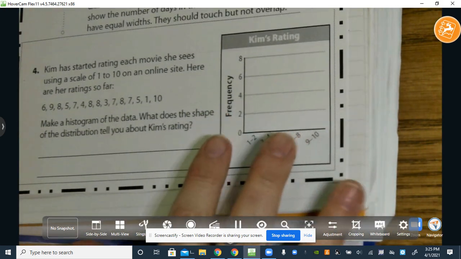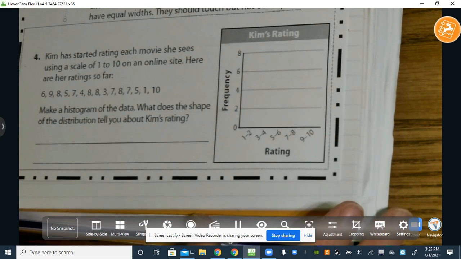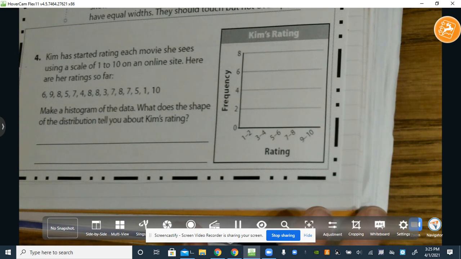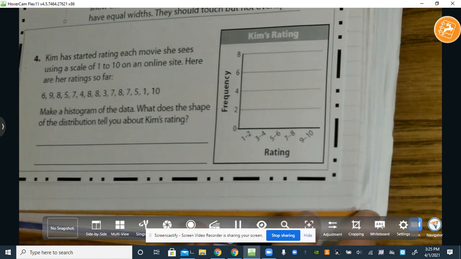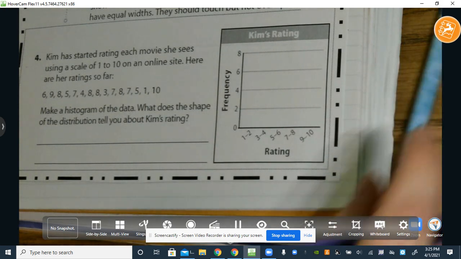So we have a question. Kim has started rating each movie she sees using a scale of 1 to 10 on an online site. Here are her ratings so far. Make a histogram of the data. What does the shape of the distribution tell you about Kim's ratings? So let's look real quick.